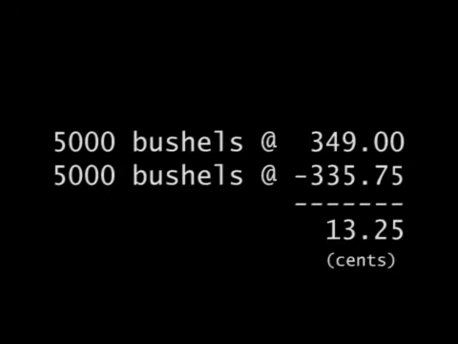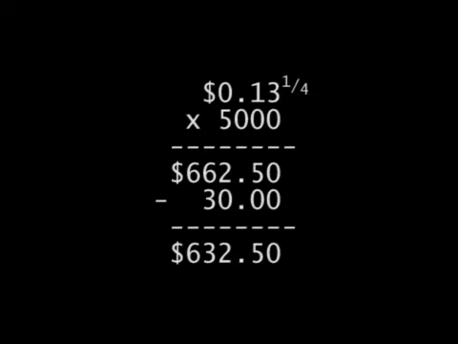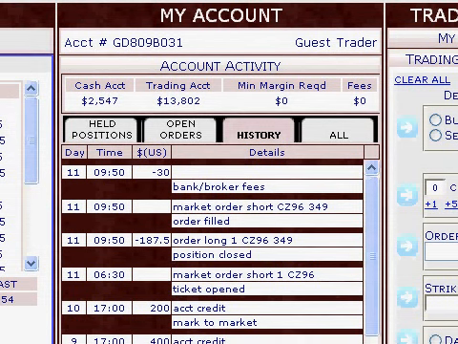But that's the gain per bushel. The contract is for 5,000 bushels, so we multiply that gain by 5,000, and we come out with $662.50. Whoa, that's more like it. The miracle of leveraging. We then subtract the broker fee, which is $30 in this case, and get the net profit of $632.50. Add that to our original balance of $13,169, which is what we had in the account when we first logged in, and we now have $13,801.50. Pretty good profit for not much work.